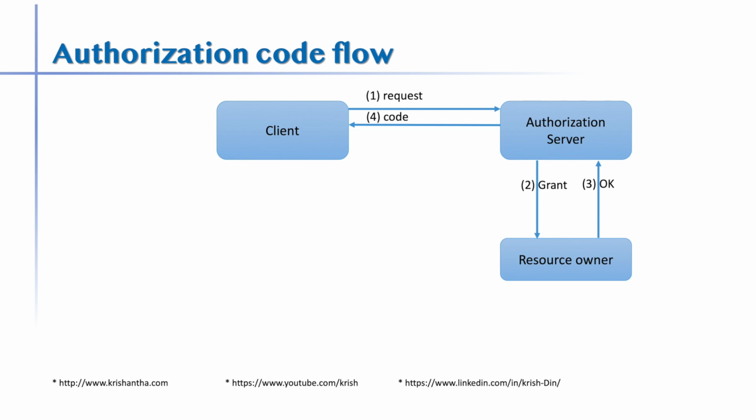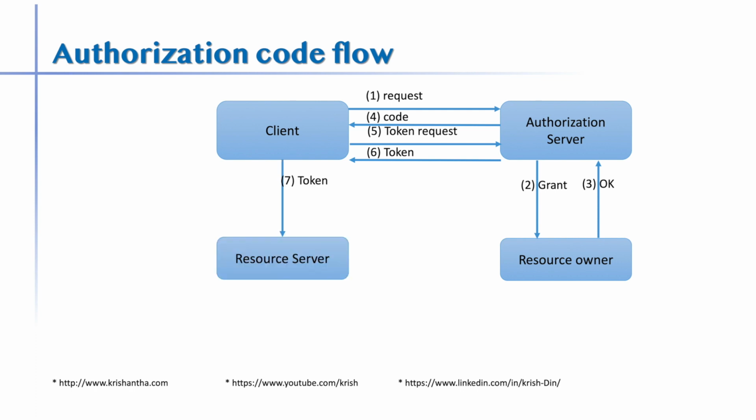Now the client passes that code back to the authorization server and asks for a token, because this is just a code and I need to have a token. So now the authorization server gives the token back to the client. Now the client can pass this token to the resource server. The resource server can validate this token with the authorization server. When the token is validated, then the resource server is going to release the resources. This is the authorization code flow.